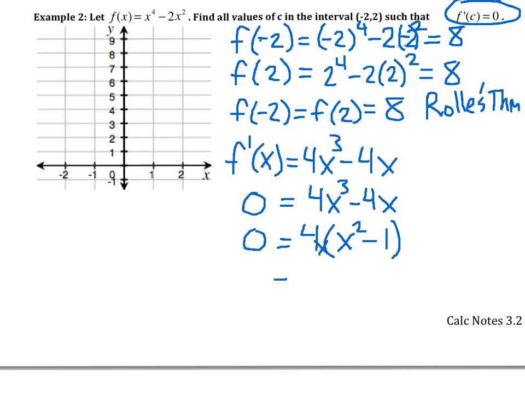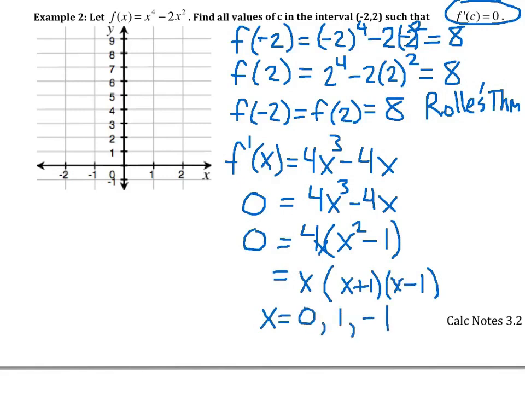Okay, the 4 doesn't really matter. And then we'll factor this, x plus 1, x minus 1. And so we actually have 3 values, x equals 0, 1, and -1. These are the values of c where our derivative equals 0. Let's go ahead and just find our mins and maxes here.